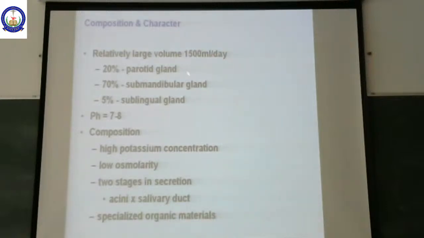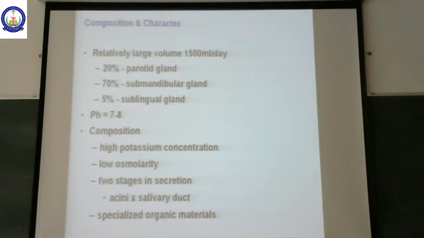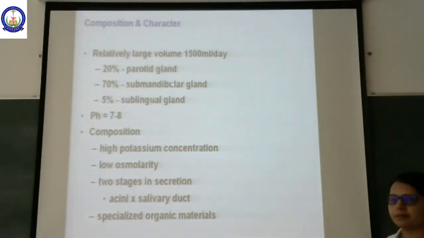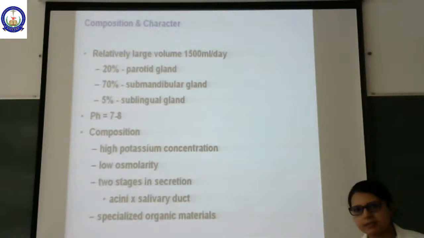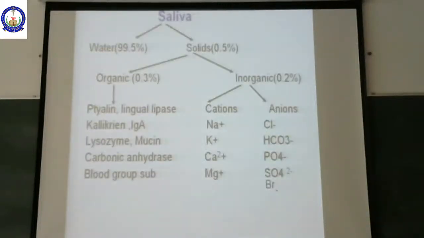So overall, the secretion is about 1.5 liters per day, and the major contribution is from the submandibular salivary glands. The pH is ranging between 7 to 8, and it is slightly alkaline in nature. And in composition it has both organic and inorganic solids. So this is the composition of the salivary juice.